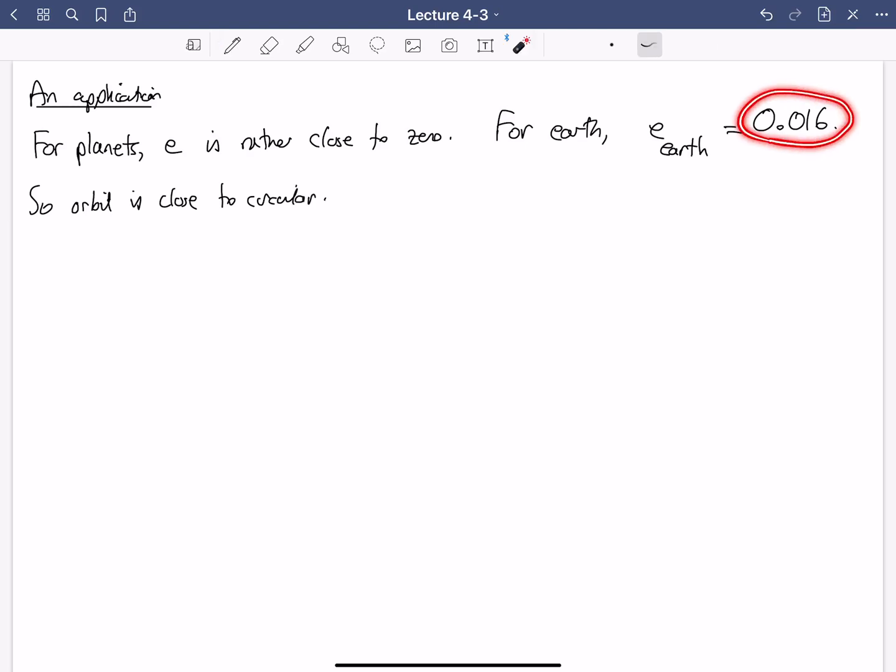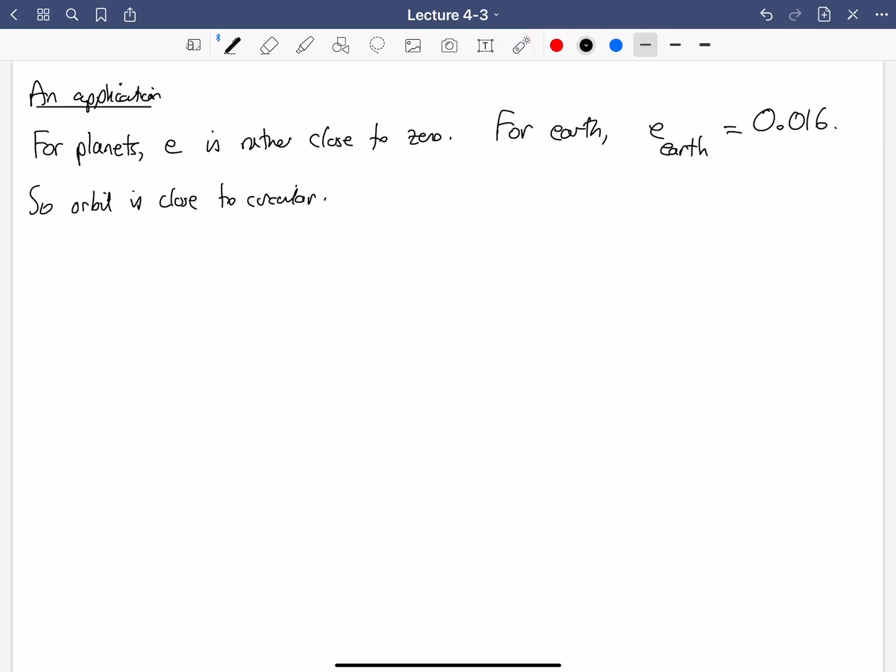If you remember, eccentricity 0 is a circle. Earth's orbit is not exactly a circle, and that has some implications for life on Earth. I live in the northern hemisphere, and I think summertime for me is a couple of days longer than wintertime, and the reason for that is this slightly eccentric orbit.